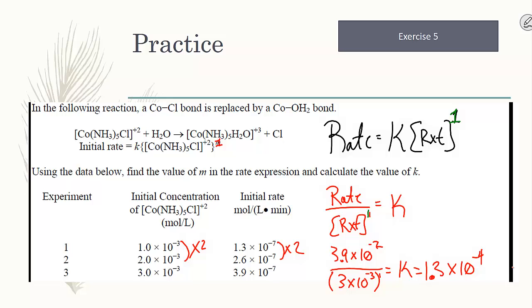We need units for our K. So the overall order is 1. 1 minus 1 is 0. So molarity will be raised to the 0. And our unit of time is always in the denominator. So time to the minus 1. Time here being in minutes. So molarity raised to the 0 we don't put, but our units of time need to be in the denominator. So 1.3 for every minute, or 1.3 times 10 to the minus 4 minutes to the minus 1.